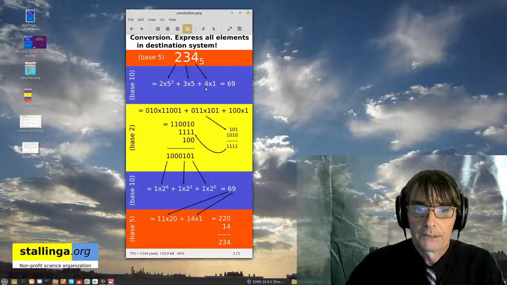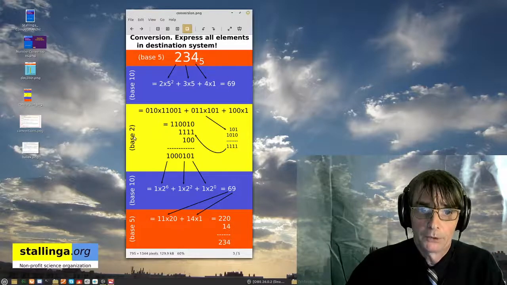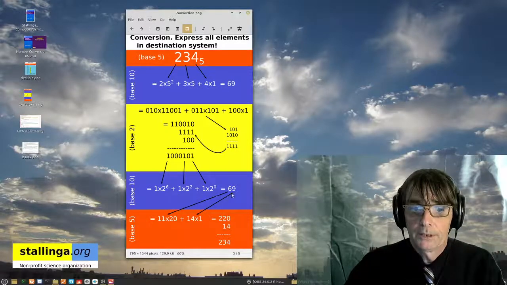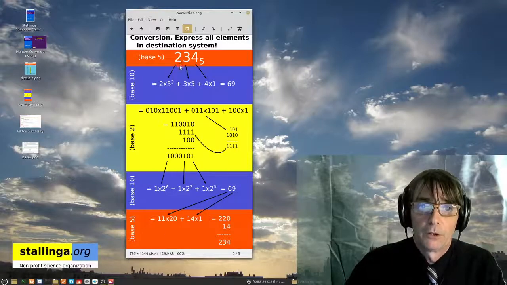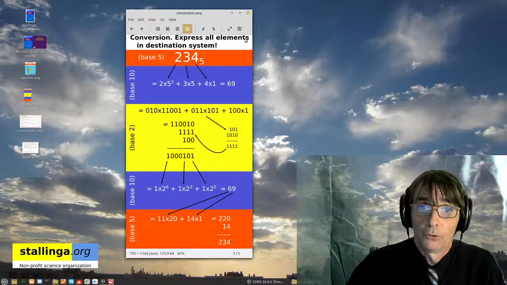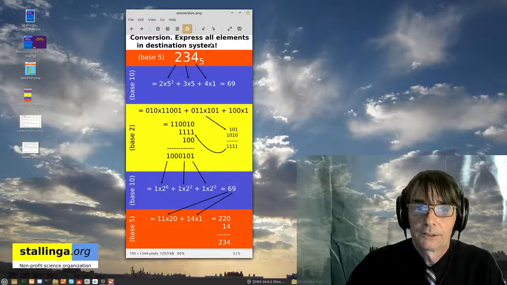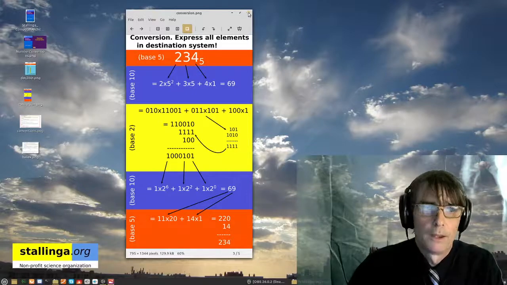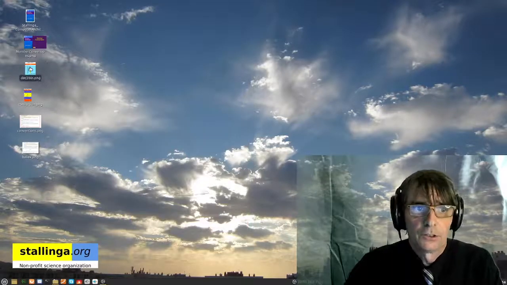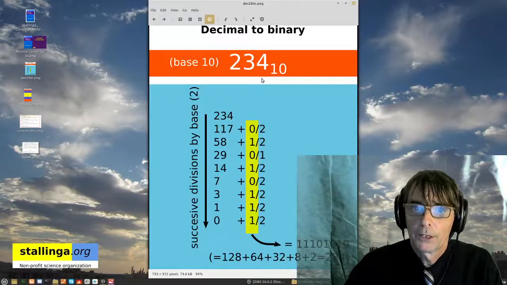From base 5 to base 10, from base 5 to base 2, from base 2 to base 10, and from base 10 to base 5. The thing you have to remember is express all elements that you see in the destination system and everything will work out fine. Now, having said that, this is not how many people actually are doing the calculations.